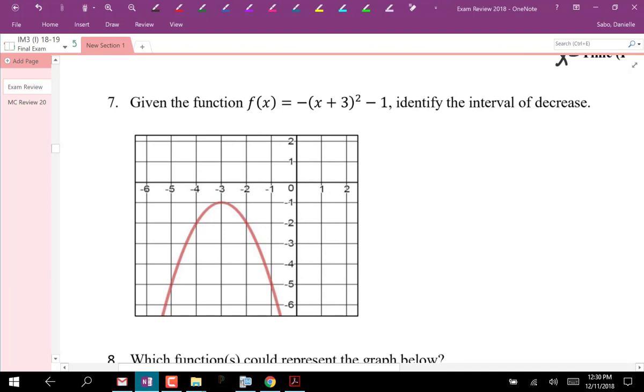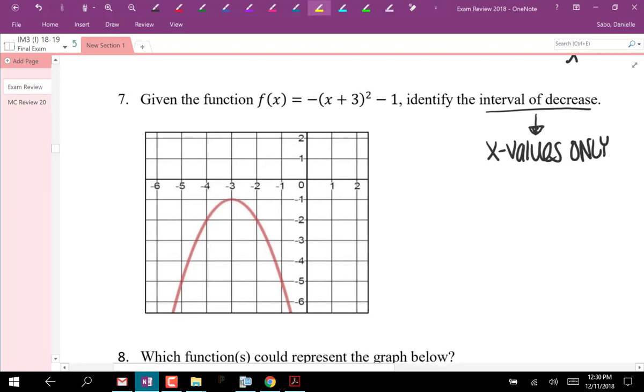Okay, so I'm going to put some notes here. One of the biggest mistakes is that people use y values. Interval of increase and decrease, you have to talk about the x values only. So x values only. Again, the biggest mistake is people use y. Okay, so from left to right, is this piece, don't highlight yet, is this piece in yellow or this piece in blue going to be decreasing?